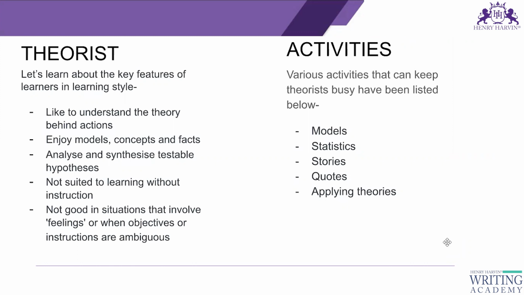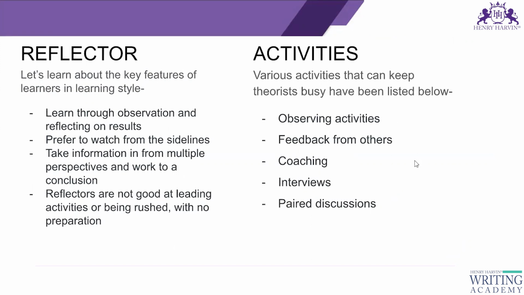Now, what are the activities for these theorists? Like learners, models, statistics, stories, sports, applying the theories. So these are the things that are going to help them to learn the content. Clear? Now, reflector. So here the learners learn through observation and reflecting on the results. I learn it by observing, and my reflection will come on my result. Whatever my observation is, that will reflect on my results.